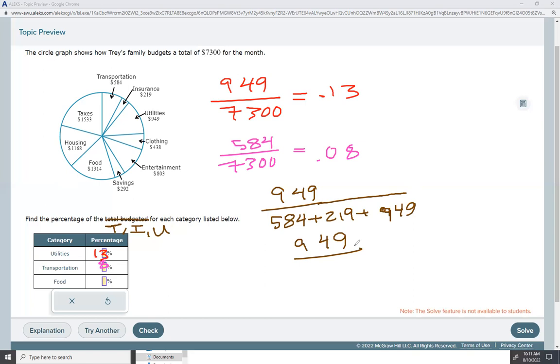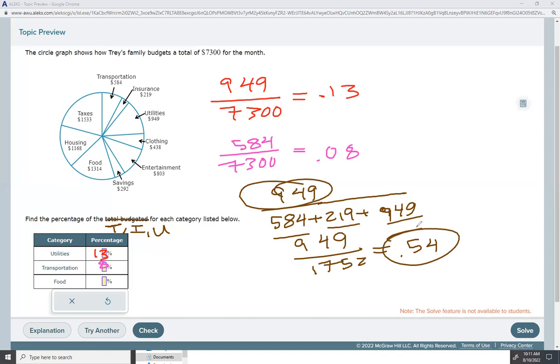That's a lot of utilities. Which would only be 1752. They're not going to ask you to do this, but I just want to point this out. So in other words, that would be about 0.54. So that means that utilities is 54% of transportation, insurance, and utilities. It's a little over half of those three categories. So hopefully that broadens your horizons just a little bit.